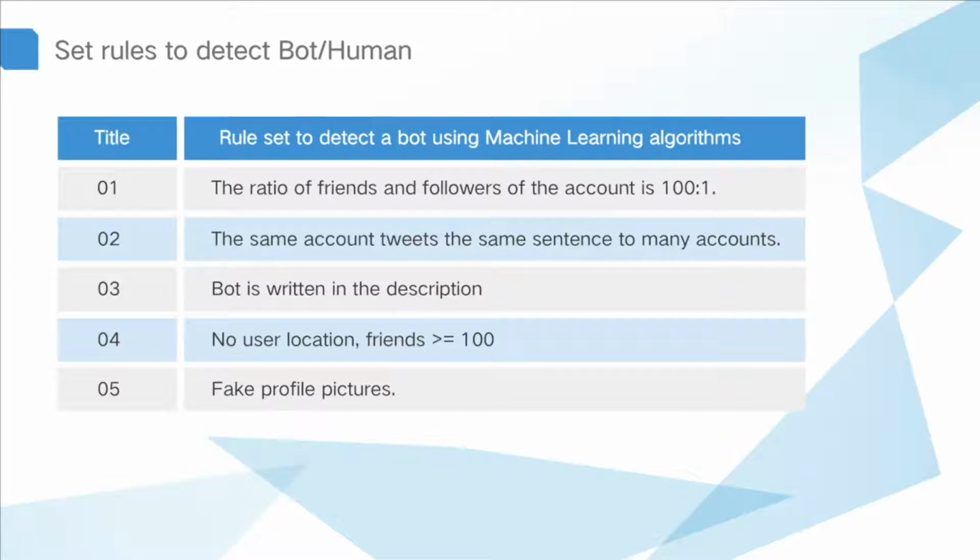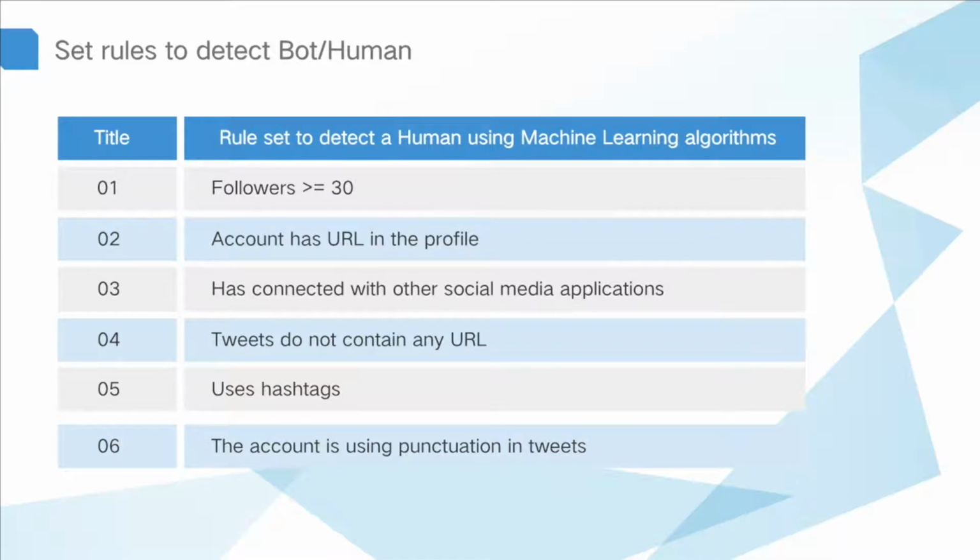For example, in the bot detection, the ratio of the friends and followers of the account should be 100 to 1, and the bot is writing the description, and so on, some features. And it is the same as in the human detection. The followers should be larger than or equal to 30, and we should use hashtags in the human.